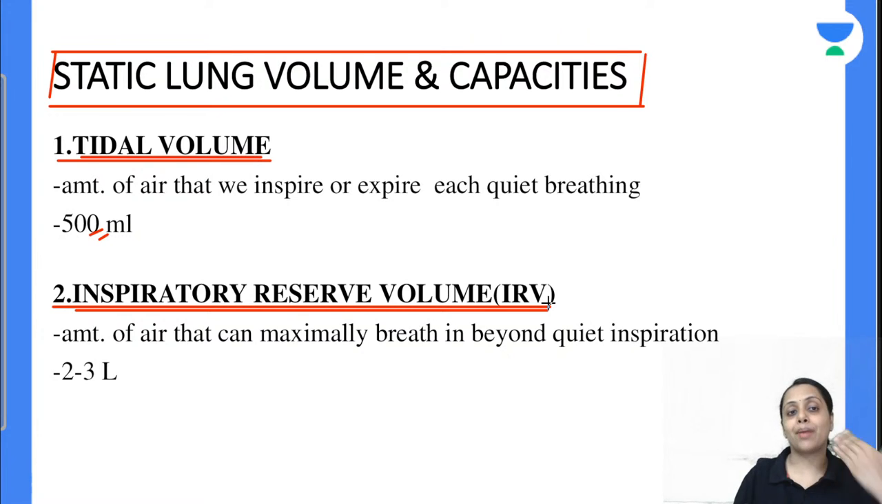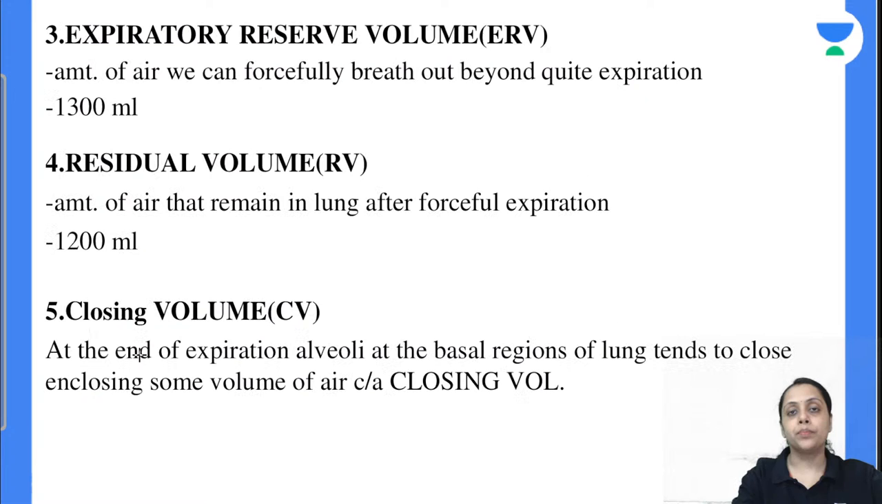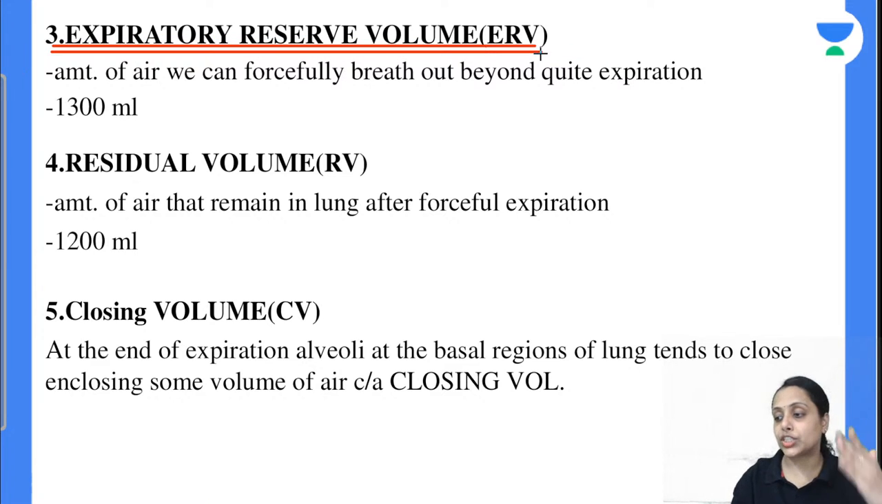After normal inspiration, the maximum amount we can breathe in is the inspiratory reserve capacity, and its normal value is 2 to 3 liters. Next is the expiratory reserve volume. After normal expiration, the amount of air which we can forcefully breathe out is our expiratory reserve volume, and its normal value is 1300 ml.